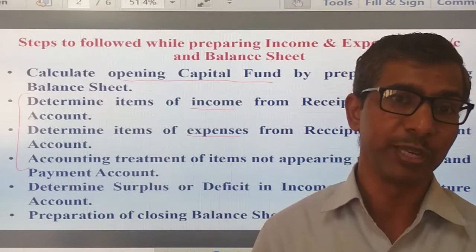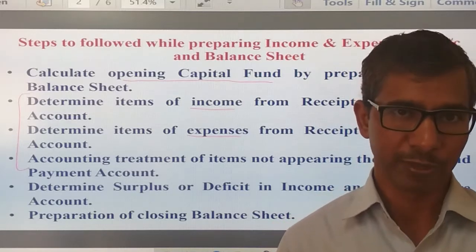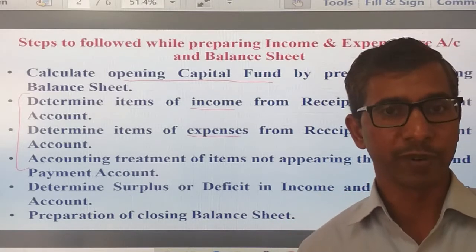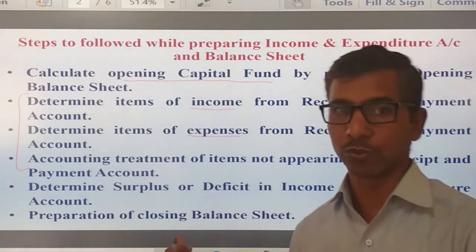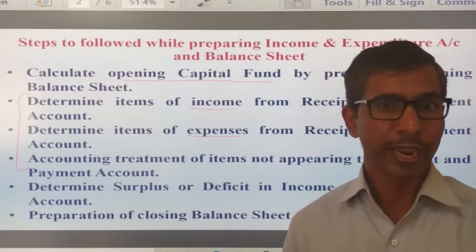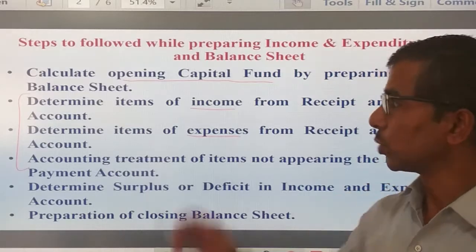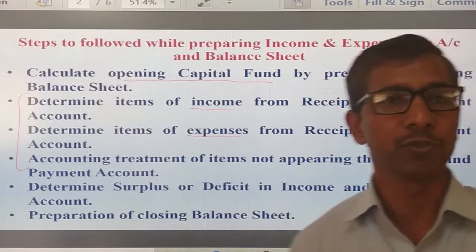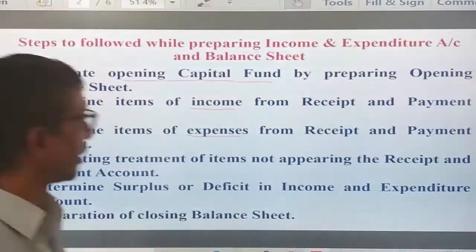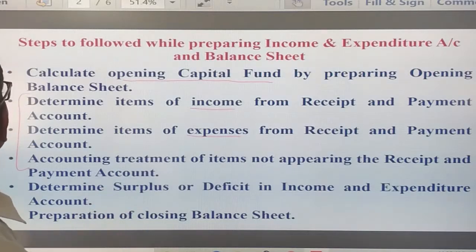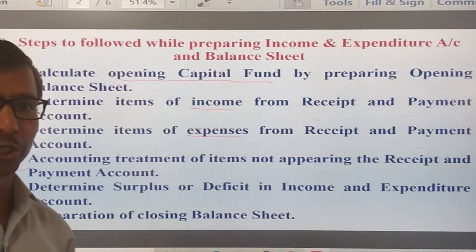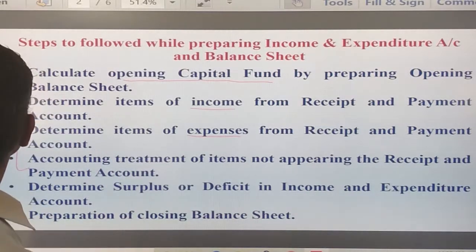But sometimes there may be a debit balance of capital fund. If there is a capital fund debit balance, on the asset side we have to show the capital fund, and from that the surplus we have to deduct and the deficit we have to add. So these are the steps which we have to follow while preparing income and expenditure account and balance sheet. After this, see one question, we will discuss that.